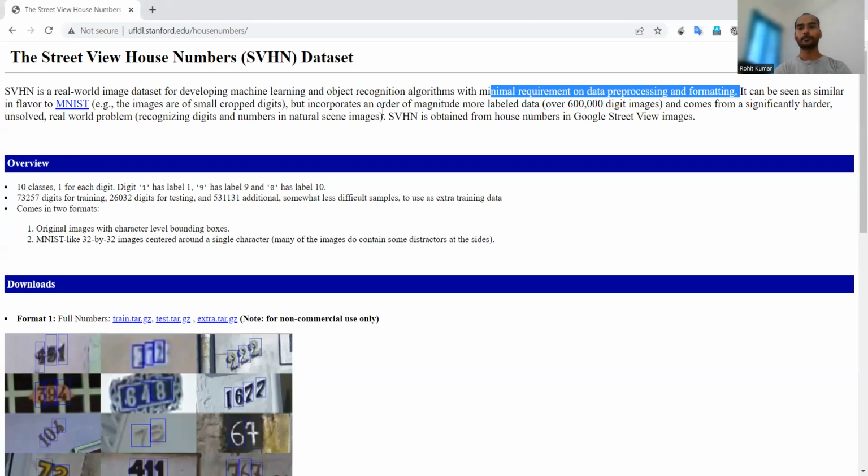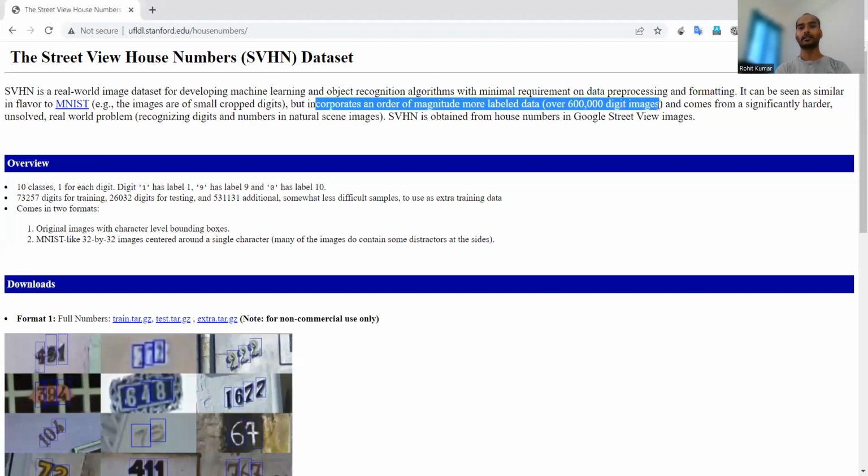Now obviously we have already discussed that MNIST was also a similar thing, but in similarity to MNIST, this dataset incorporates an order of magnitude more labeled data, meaning more than 600,000 digit images that I was just discussing. So in this way, unsolved real world problems can be easily handled, because this big number usually doesn't come to hand. And if it is already available in a handy format, then it's quite easy for the users.